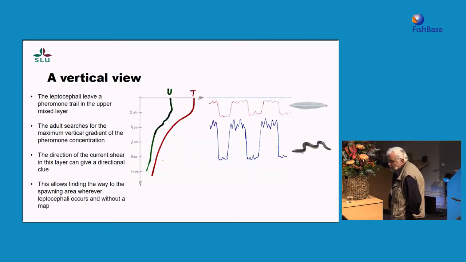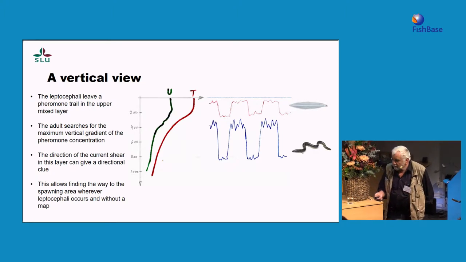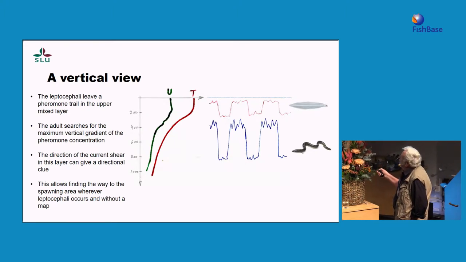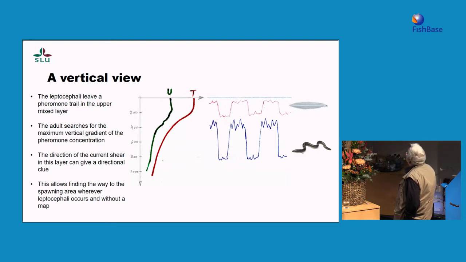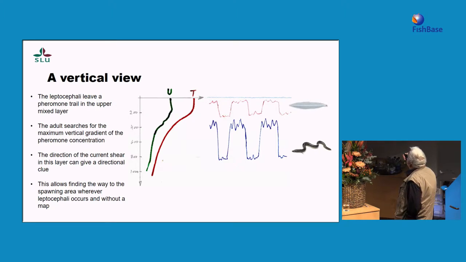And then can we sum this up in some way? So this is just a generalized picture of the current speed. The highest speed in the gyre is up in the mixed upper layer, but it penetrates all the way down to 1,000 meters. Temperature is also highest in this mixed upper layer, and then decreases, and this is the permanent thermocline region. And then here comes the leptos moving with the current, and here comes the adult going up and down, moving against the current.